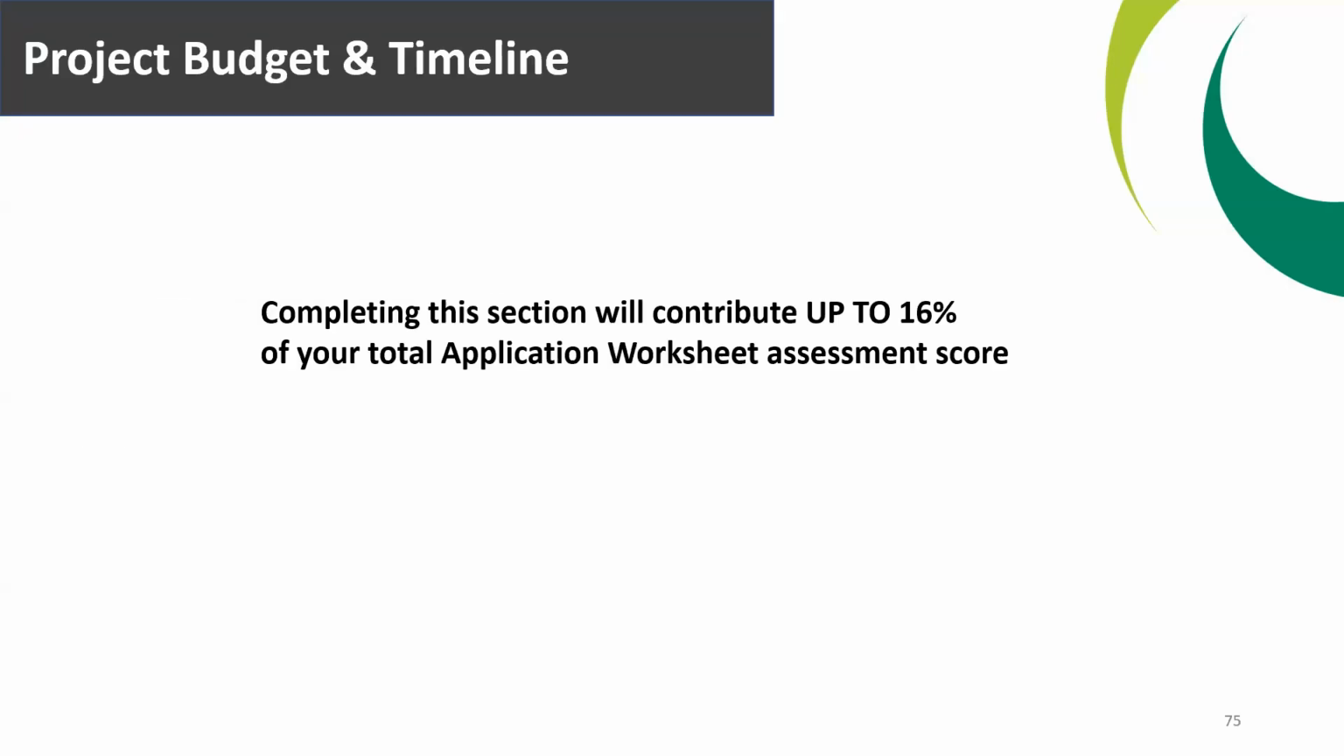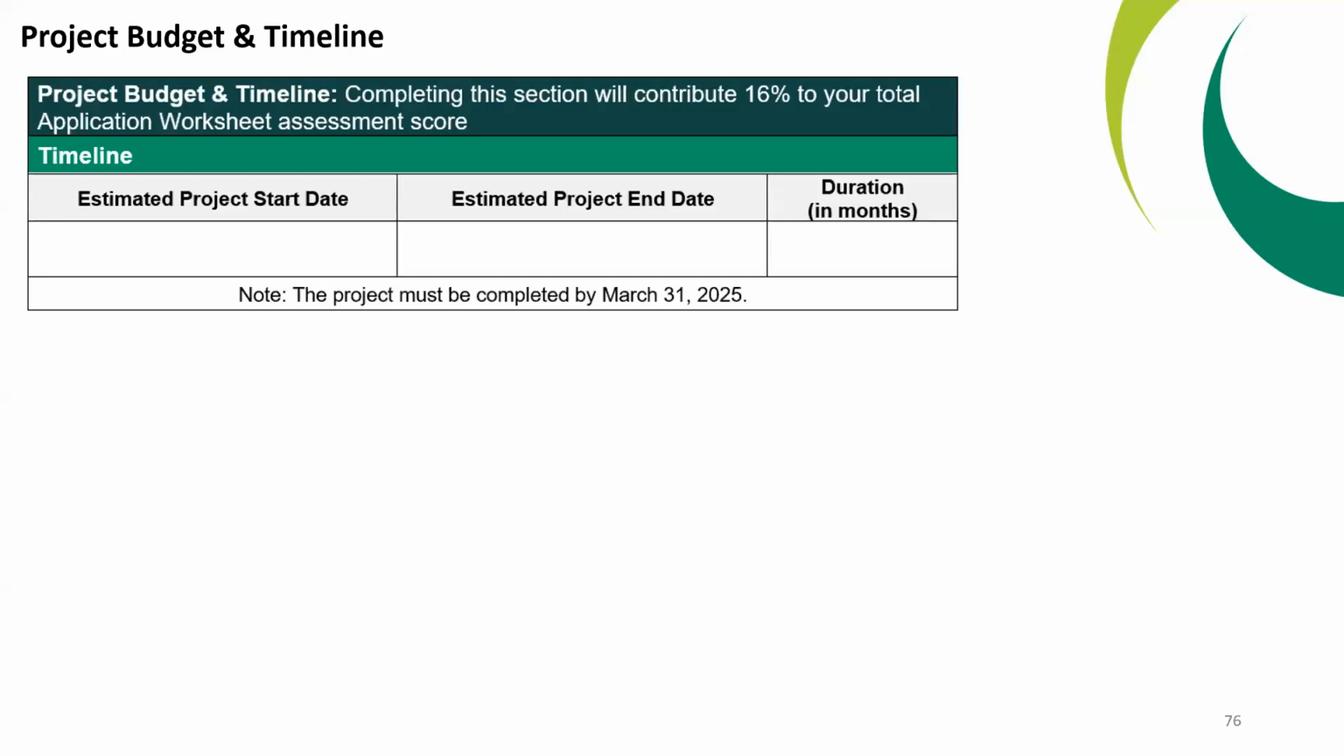All right, project budget and timeline. So this section contributes up to 16% of your total score. And your estimated project start date and your end date. You can make your start date the day that you apply, and your end date can be up to 12 months after that. Or you may choose to say, we're going to wait until we hear back in terms of whether we're funded, and you can put a start date in the months ahead.